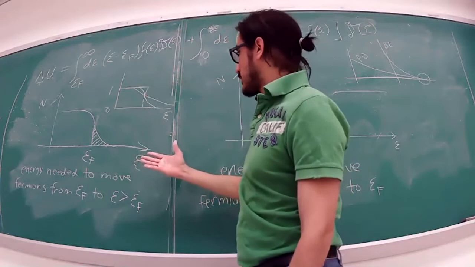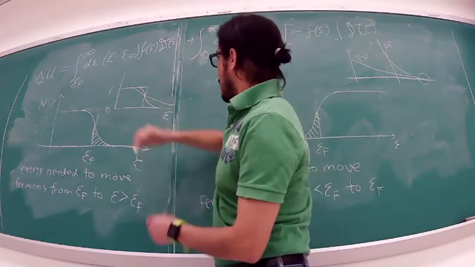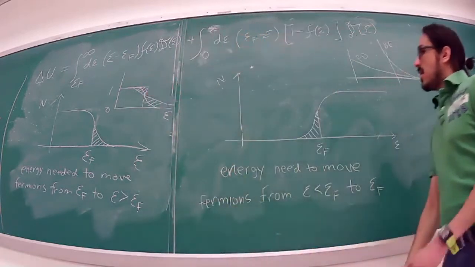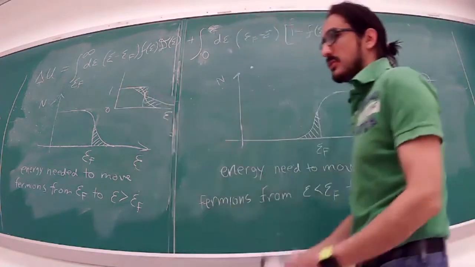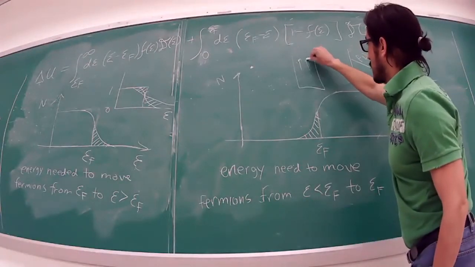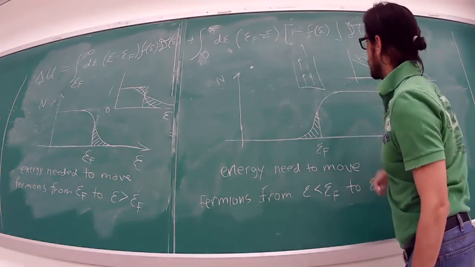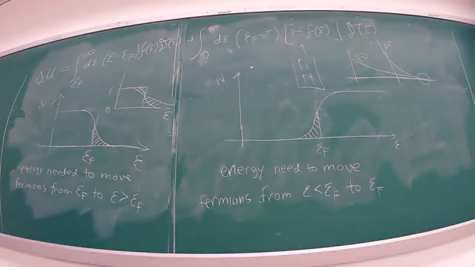You have conservation of particles. So the particles that were here moved over here, or the particles that were over here moved over here, and so on. What we see over here: as you increase the temperature, you allow some fermions. Maybe this one will move away. All right. Maybe you'll have to watch this lecture again.